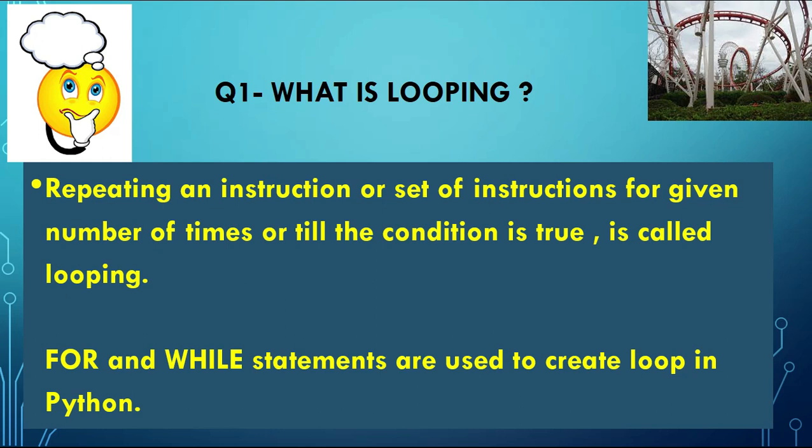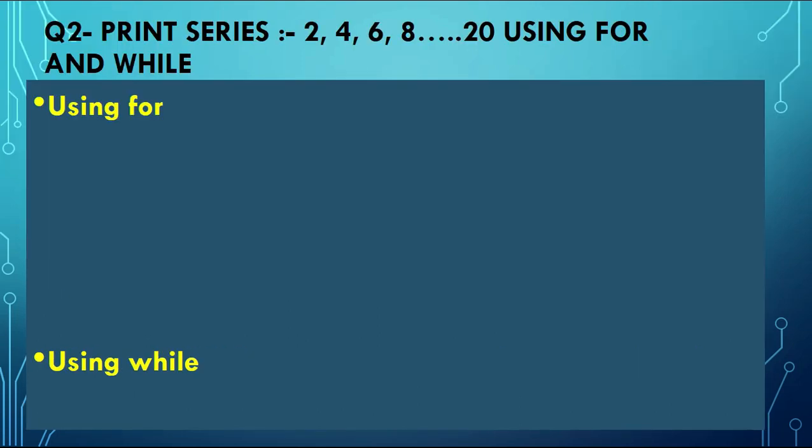We use for when we know how many iterations, or how many times, we have to run the loop, and we use while when we set some condition, so that as long as the condition is true the loop should run. Now we are going to see how the for and while statements work.